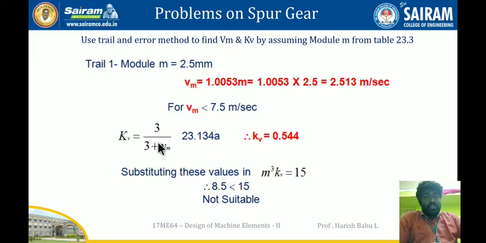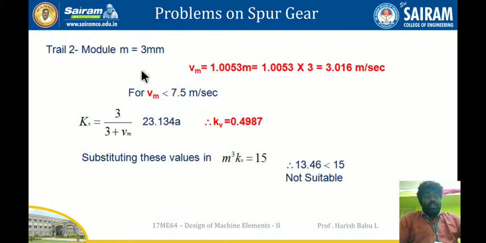that is kV equals 3 by 3 plus Vm. When I substitute the module as 2.5 and Vm in the equation, I get kV equals 0.544. Substituting these values in this equation, with module 2.5 and kV 0.544, I get 8.5, which is less than 15, so hence it is not suitable.